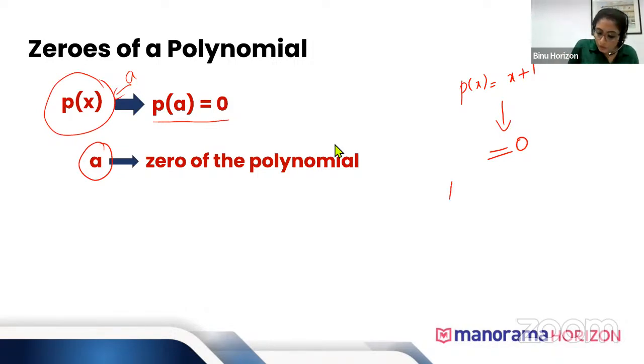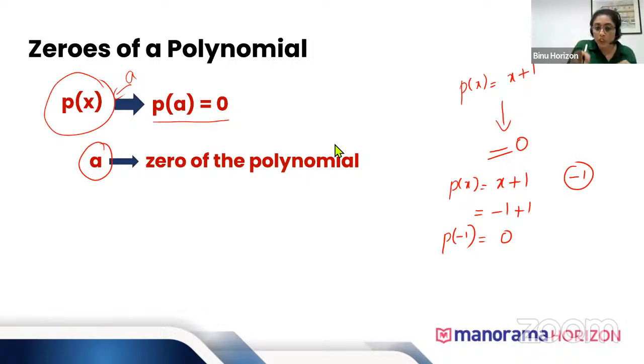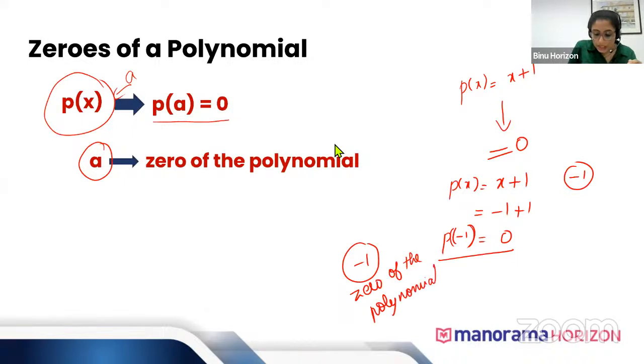Understood? For example, if p of x is equal to x plus 1, what you have to do? If you put minus 1 into this, what happened? Minus 1 plus 1, you get p of x is equal to 0. P of minus 1 is equal to 0. So since you substituted minus 1 into this polynomial, you got 0. So you can say this minus 1 is the zero of the polynomial. Which polynomial? I've taken a linear polynomial x plus 1. Minus 1 is the zero of the polynomial x plus 1. That is the zero of a polynomial.